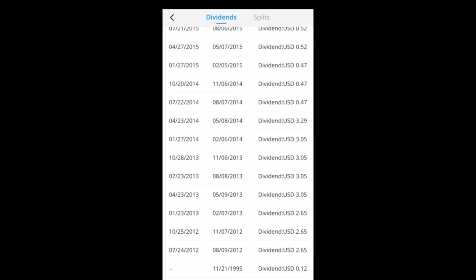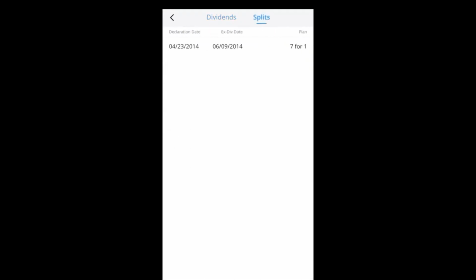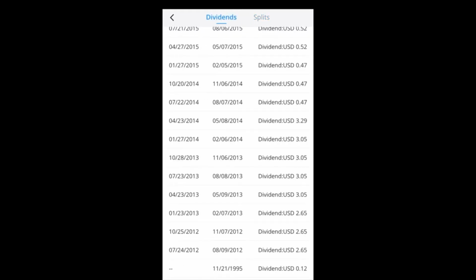The reason for the drop is that during that year there was a 7-to-1 split. So it wasn't that they cut their dividend, it's just that the amount of the dividend per share went down because the number of shares went up. You'll see that also on the splits section. If you see at the top, we're going to click on splits, and you can see that in June of 2014, they had a 7-for-1 split. And that explains the big change in the dividend.